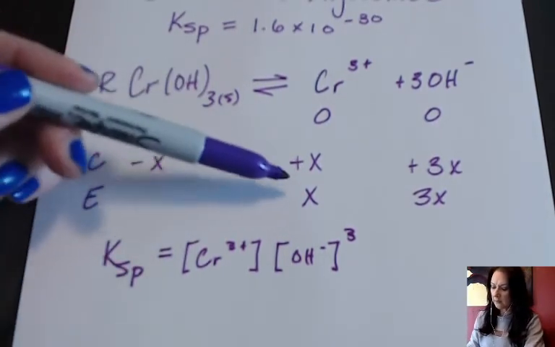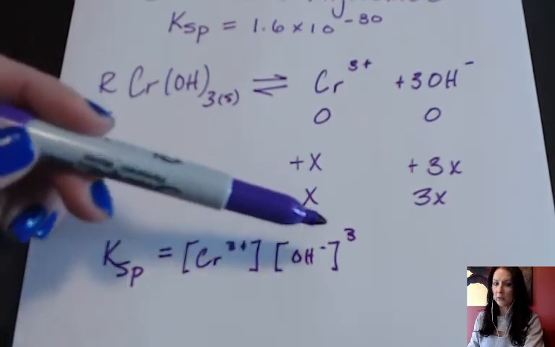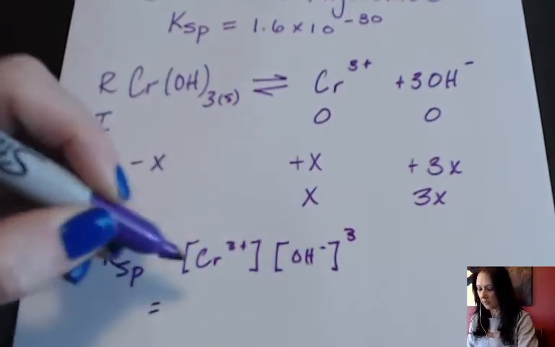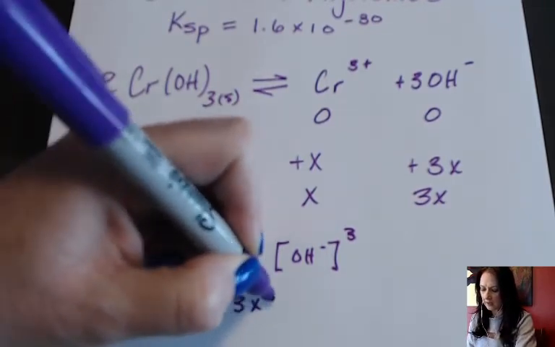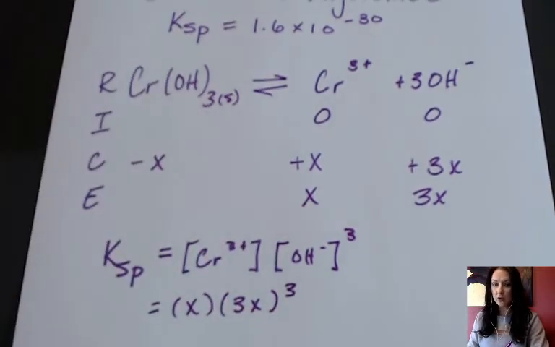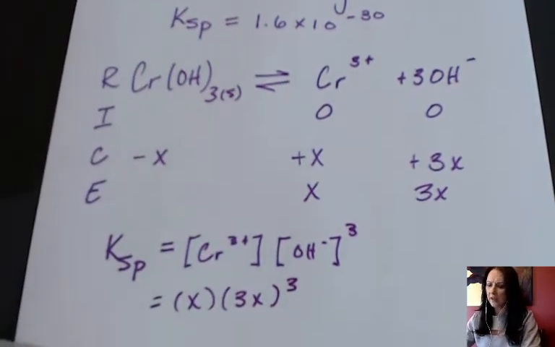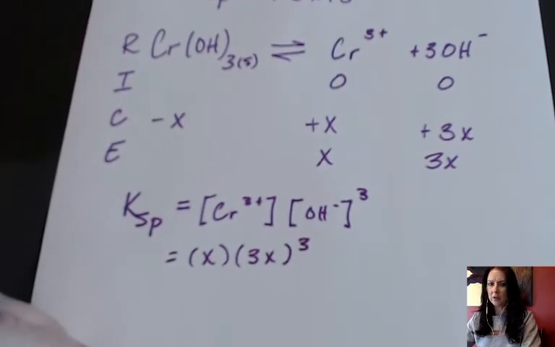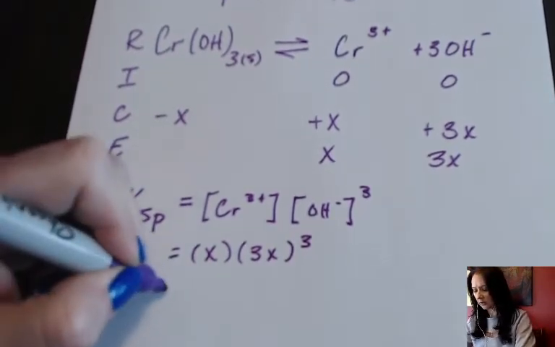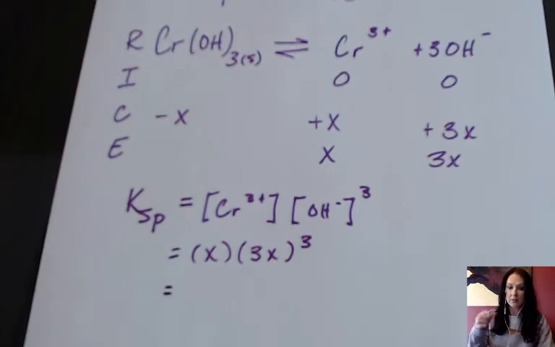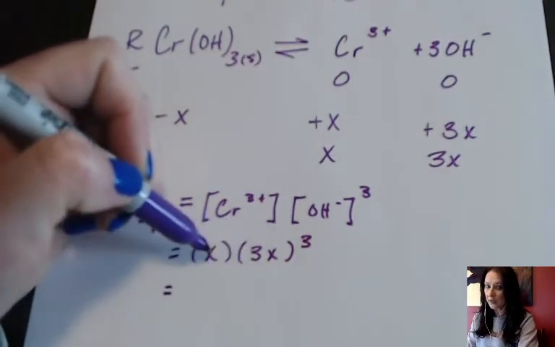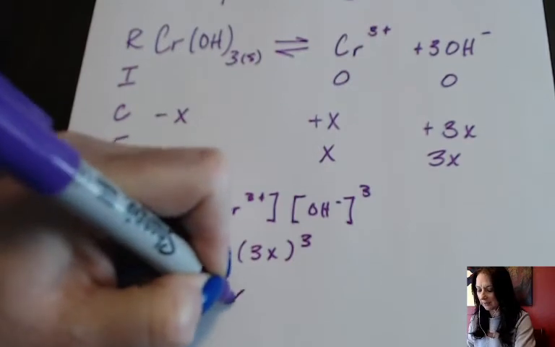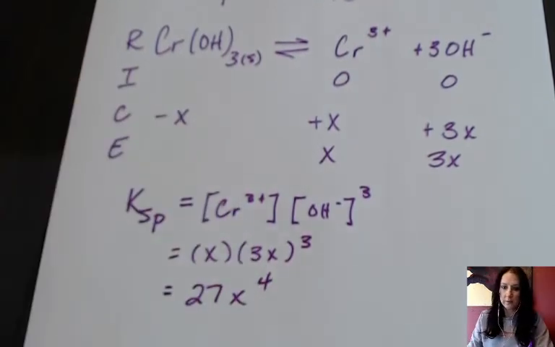Now at equilibrium, I know my values for chromium 3 and for hydroxide, so I'm going to put them into my KSP expression. This would be x, hydroxide is 3x, and that is all cubed, so 3x all cubed. That's a very common mistake that people make in this question. When they do their calculation, they would say 3x cubed instead of cubing the 3 as well. So make sure not to do that. This would now be 27x cubed times x, so 27x to the 4.